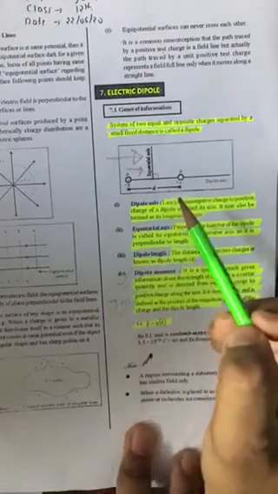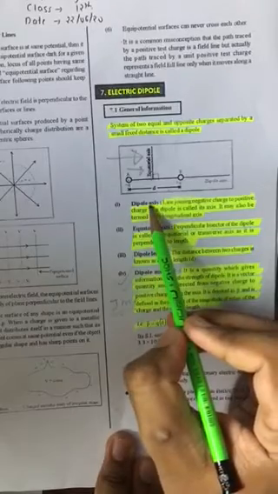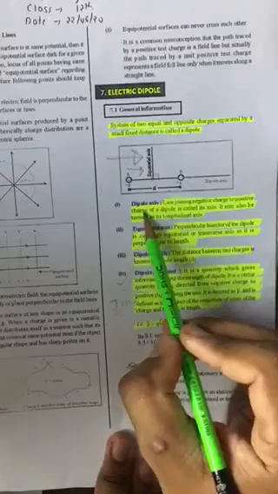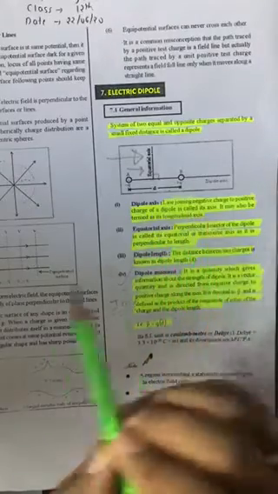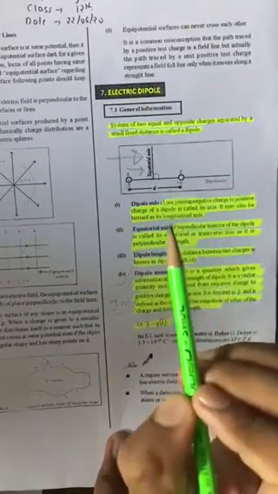So there are some terminologies which we have to see. First is dipole axis. What is this? The line joining the negative charge to the positive charge of a dipole is called the dipole axis. Negative charge and positive charge, this is the line. This line is called the dipole axis.